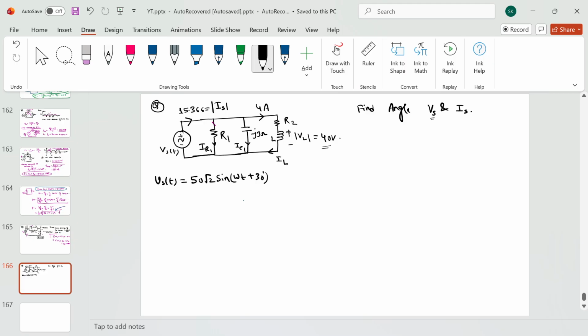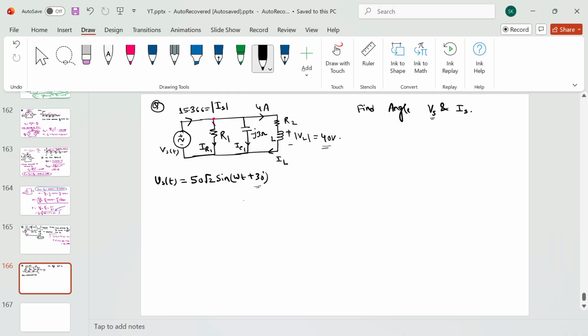So, I know the voltage angle, but I don't know the angle of the Is. To calculate the Is phasor, I must know the total current. If I apply KCL at this point, I should be able to know the phasor of the source current. So for that, I'm going to do the phasor based analysis, that is essential for any AC circuit at a steady state.